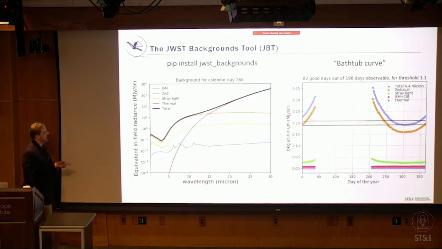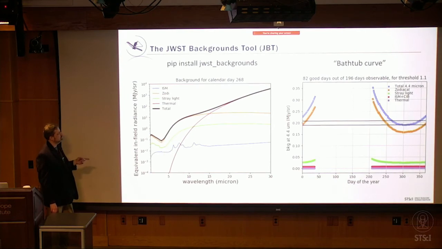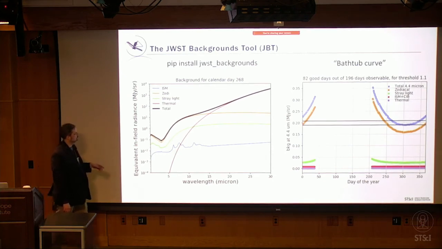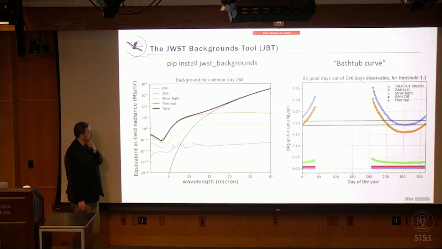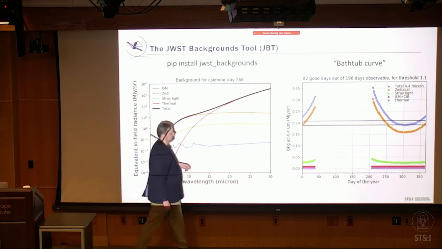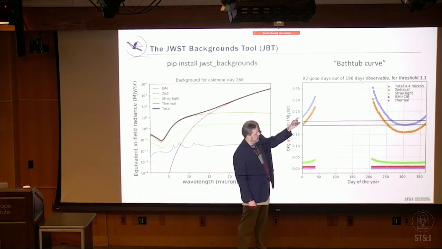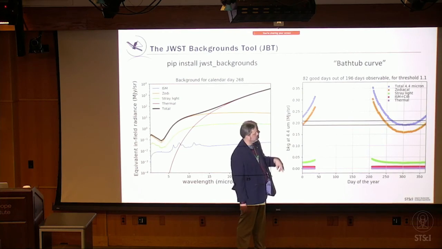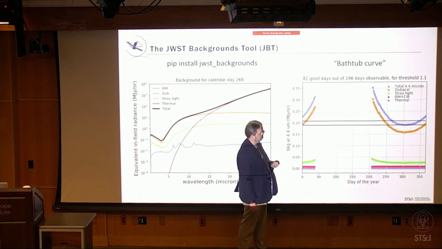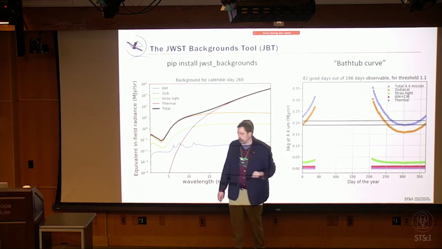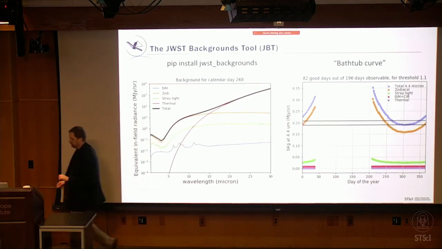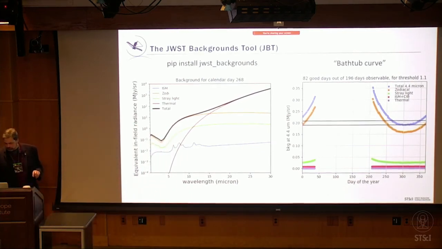You can access the backgrounds using the JWST backgrounds tool, which is a little Python script, and that will plot all the different components of the background model, and it'll also give you what we call bathtub curves, which is the background as a function of time within the visibility window for that given pointing. And so if you're very background sensitive, you can use this to plan your observation. And I think Bill will talk more about this.